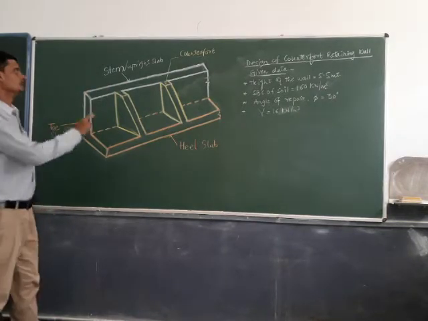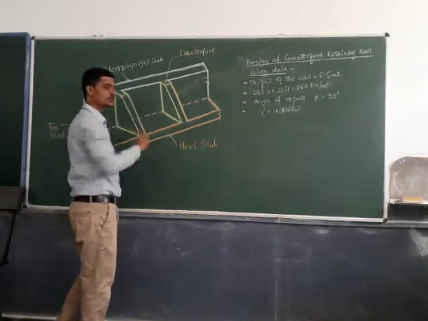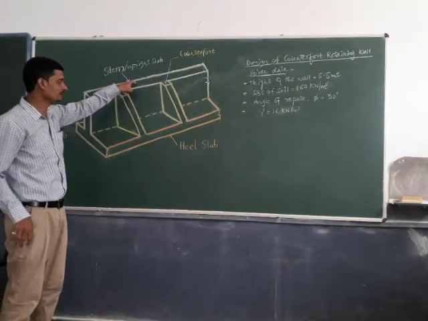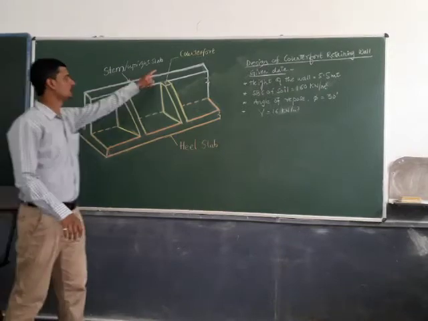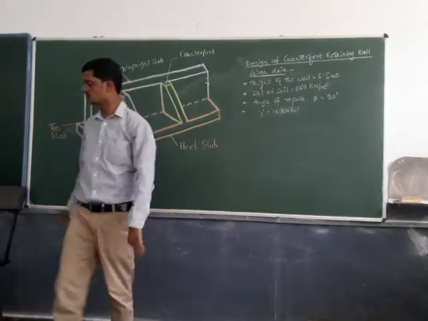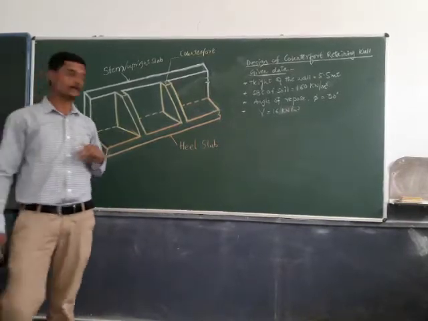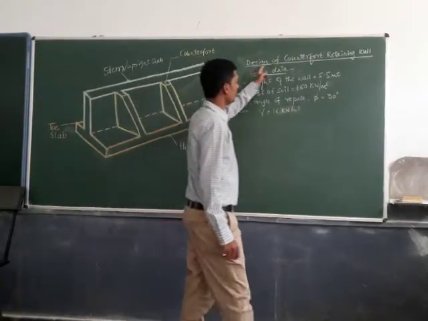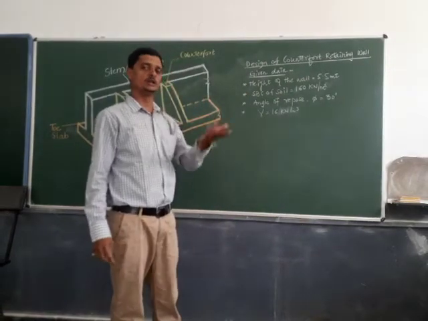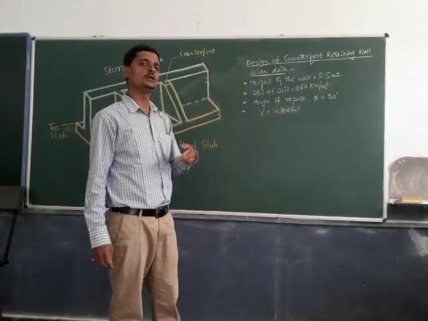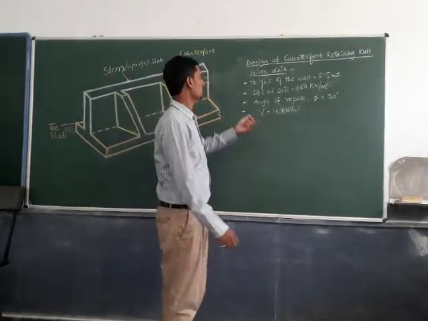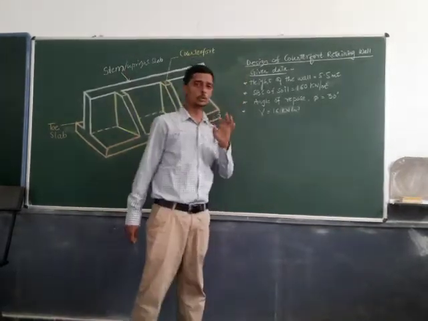So, understood? It divides into three parts: the stem or upright slab, the base slab, and the counterfort. These are the three basic components we need to design. Let us start with the problem now. The statement of the problem I will mention in the description box, where you can note it down. I have written only the given data.